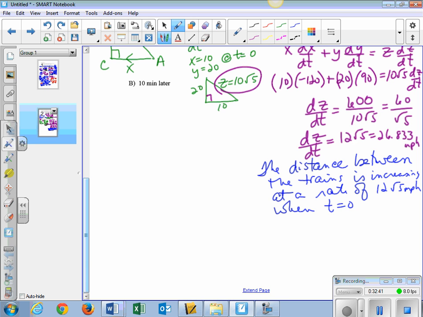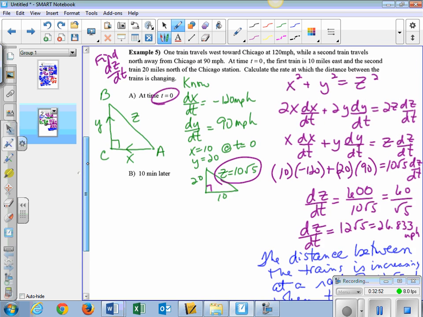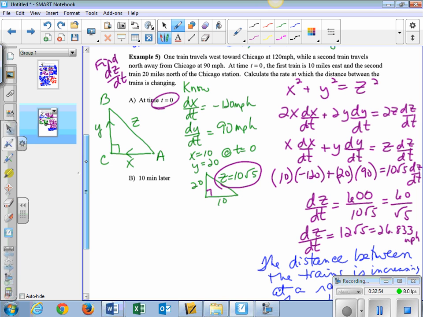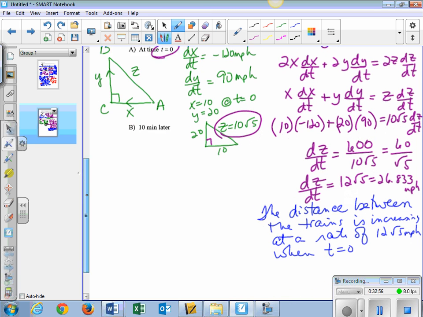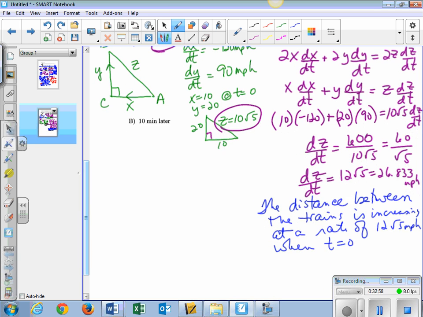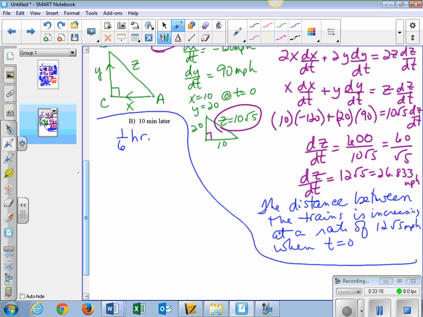Okay, so part B, 10 minutes later, we still need to find that dz/dt. So 10 minutes later, now we have to be very careful. My rates earlier were in miles per hour. So now they're trying to trick us and give us minutes. So we can very easily see past that trickery. And we know that that's just 1/6 of an hour. Okay.